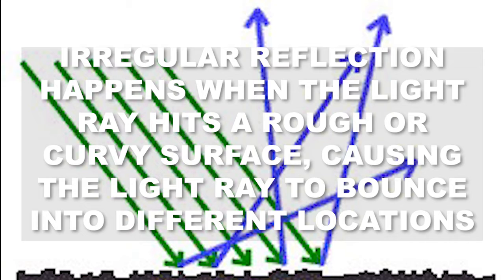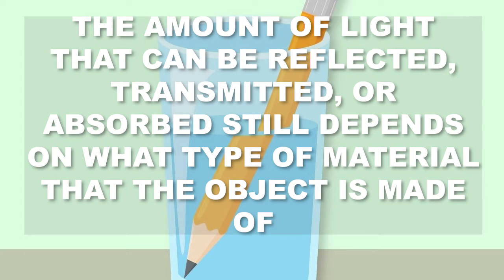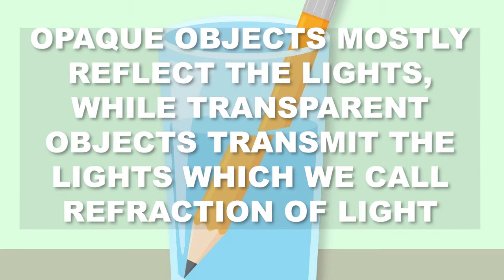To continue, some parts of light can be reflected, transmitted, or absorbed by the object. The amount of light that is reflected, transmitted, or absorbed still depends on what type of material the object is made of. Opaque objects mostly reflect the light, while transparent objects transmit the light, which we will call refraction of light.